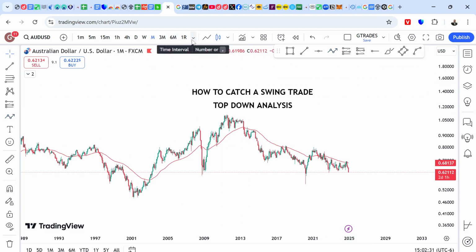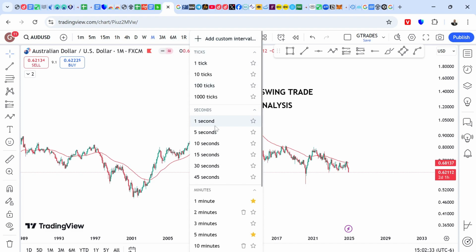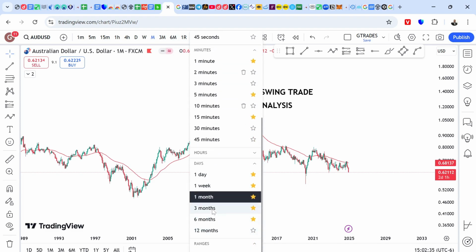Now, in terms of trading, you need to work with time frames. So working with time frames, you need to work from the higher time frame to the lower time frame. So a top-down analysis is for you to be able to walk through from the monthly down to 15 minutes or 5 minutes. It depends on your entry strategy.